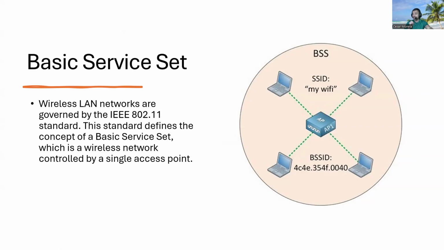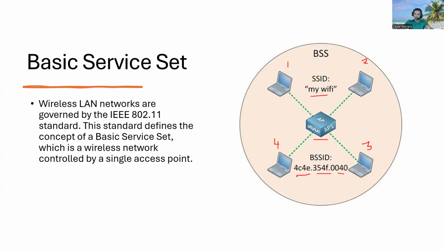With this one, we have the basic service set. This is an example where you can see at this moment, there is a total of 4 computers. This is number 1, number 2, number 3, and number 4. They are connected via an AP, an access point, and the SSID is my Wi-Fi, and we have the BSSID, which is something very similar to a MAC address that we have seen before in the switching section.